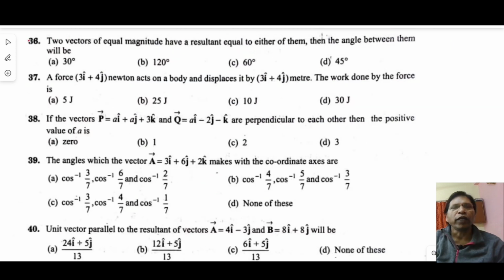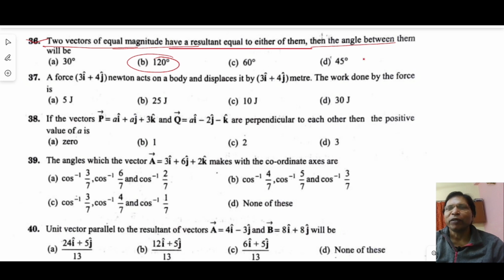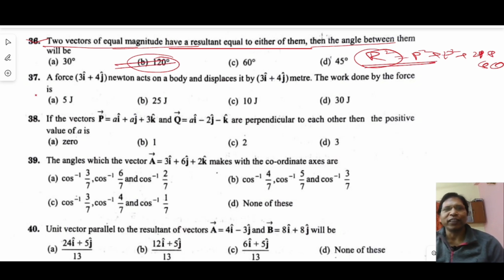Okay, now 36. Two vectors of equal magnitude have a resultant equal to either of them. Their angle between them is obviously 120 degrees, because here r square is equal to p square plus p square plus 2pp cos theta. Now r is also p, so this happens when the angle between the two vectors is 120 degrees.